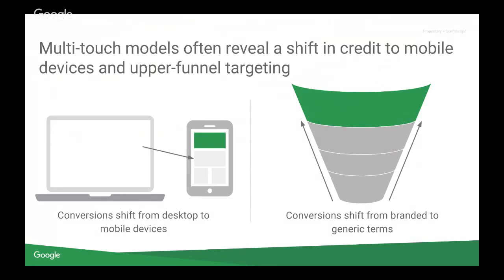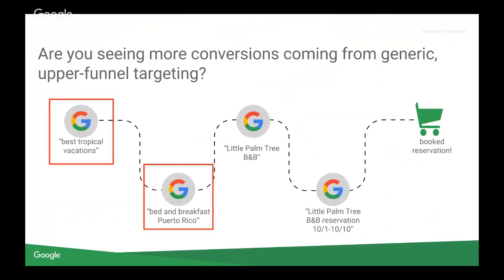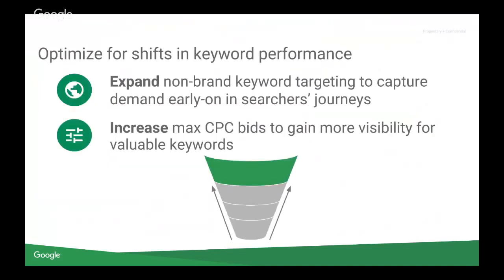If you see this happening for your business, wherein more conversions are coming from generic upper funnel targeting, there are 2 courses of action that we recommend taking. The very first one is to expand your non-branded keyword targeting to capture demand early on in searchers' journeys. The best way to get an idea of the best non-branded keywords to use is to either use the keyword planner tool, or look at the search terms reports in your AdWords account, because that'll give you a good idea of the exact terms customers were looking for when they came across your ad and checked out your website. The second thing you should do is increase your max CPC for the terms that are yielding conversions, so that you can get more visibility for valuable keywords associated with them.